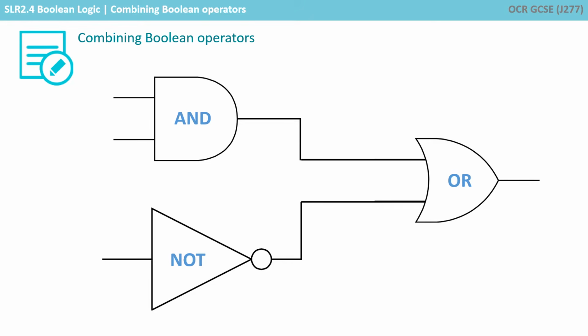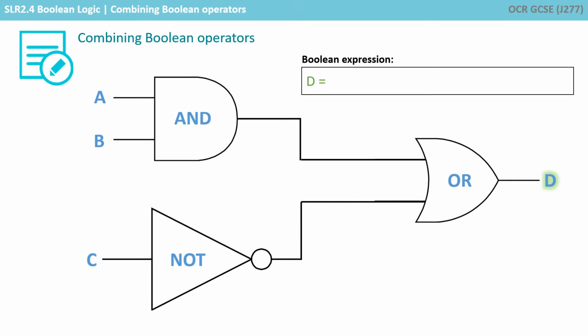So let's look at some examples now of combining these Boolean operators and seeing how these might be expressed as text in the exams. So here we have an OR gate, and as its two inputs, it's receiving an AND gate and a NOT gate. Now the first thing to do here is to label up the three inputs, that's A, B and C, and label up the final output, that's D.